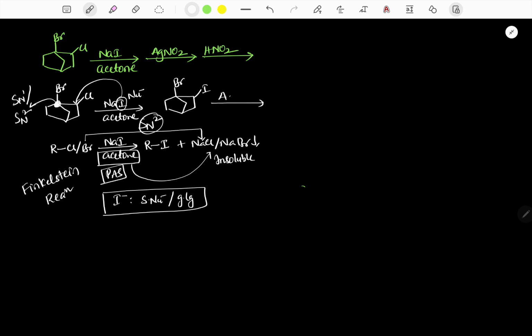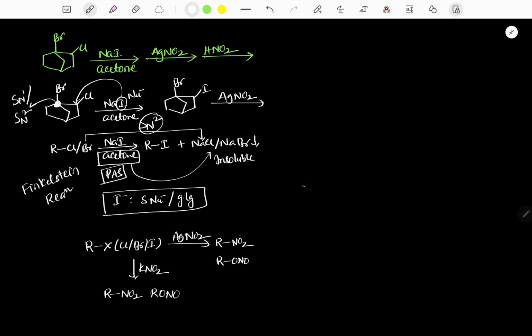Now it is treated with AgNO2. We know the basic reaction when alkyl chloride or bromide or iodide is treated with AgNO2, we get mainly two products. One is RNO2, nitro compound. Another one is RONO. Suppose if I add KNO2, we get corresponding RNO2 and RONO. When we use KNO2, RONO is major. When we use AgNO2, RNO2 is major.